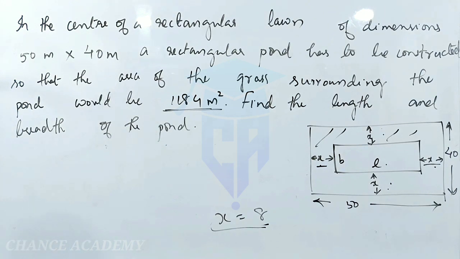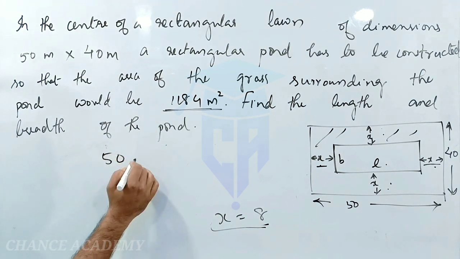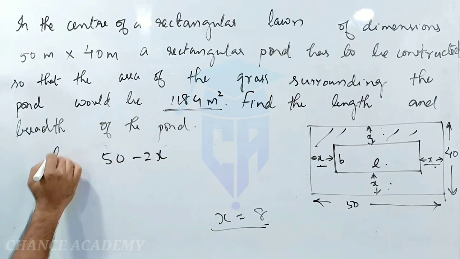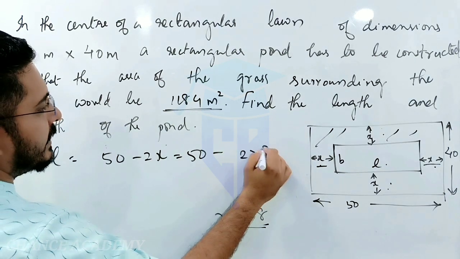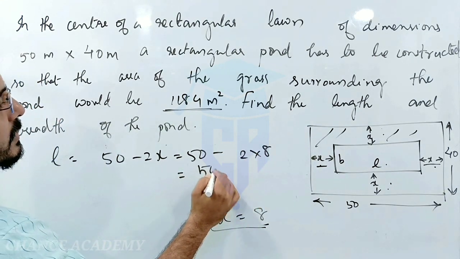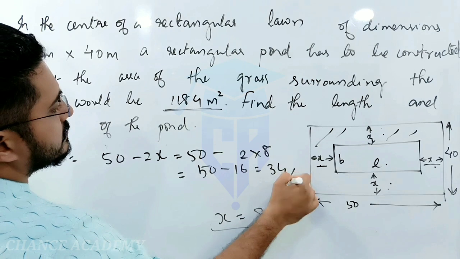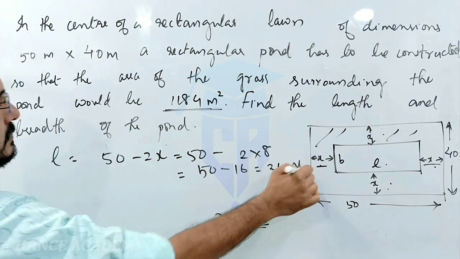The question is to find the length and breadth of the pond. So we already got the length as 50 minus 2x. So length is equal to 50 minus 2x. That will give you 50 minus 2 into 8. So 50 minus 16. So your answer is 34. 34 meters is the length.